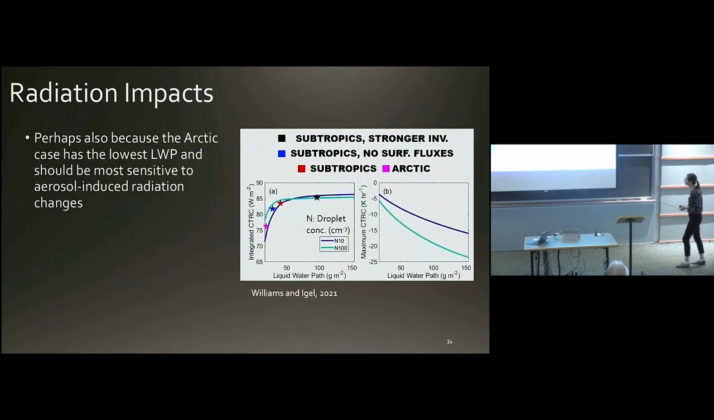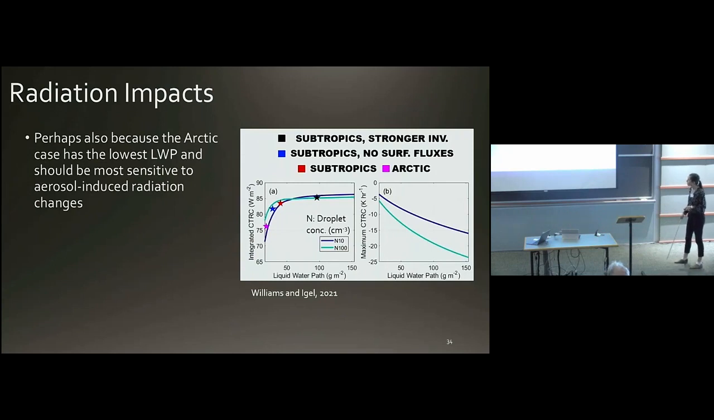Another factor to consider is that the Arctic case has the lowest liquid water path, and as such, it should be the most sensitive to changes in radiation. Here I'm showing how the integrated rate of cooling through the layer changes as a function of liquid water path and droplet concentration in colors. This is the maximum cloud top cooling in a local sense. So this case should be most sensitive, but I don't think, from what I've looked at, that fully explains it either.